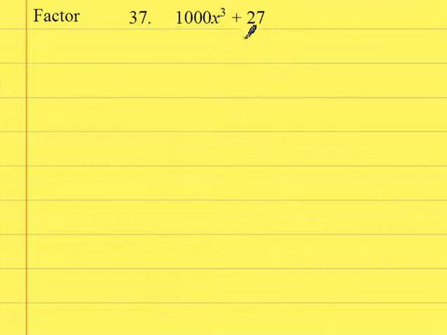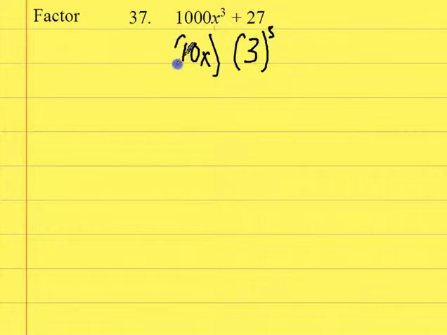So we have to check, are these two numbers, or these two terms, perfect cubes? Well, we can look at 27 and see that that is just 3 cubed, because 3 times 3 times 3 is 27. And if we look at 1000x cubed, well, that's the same as just taking 10x and cubing that quantity. So this is in fact a sum of two cubes.